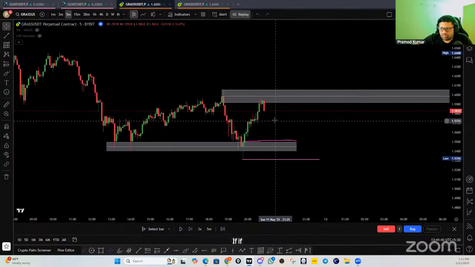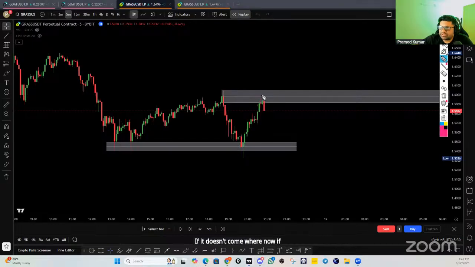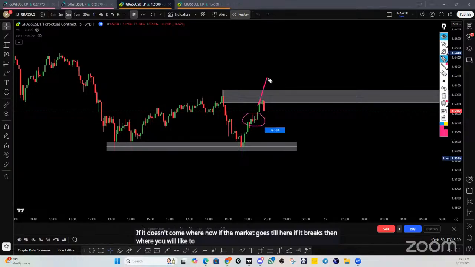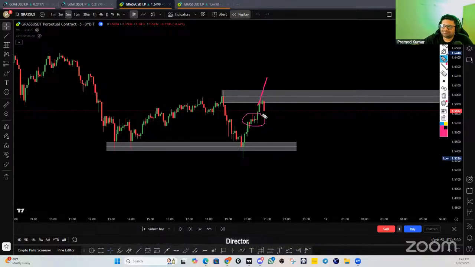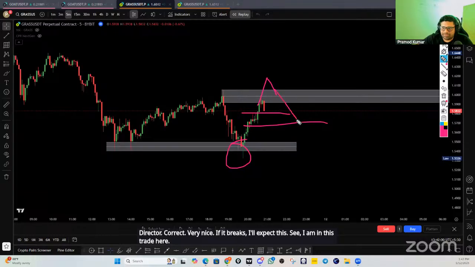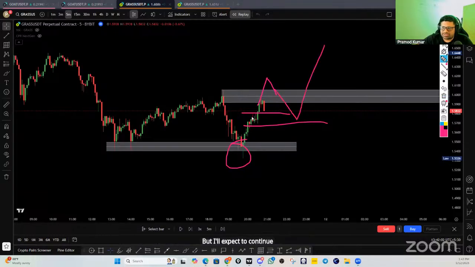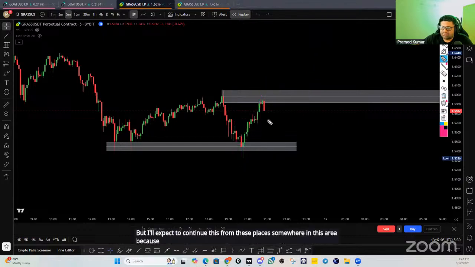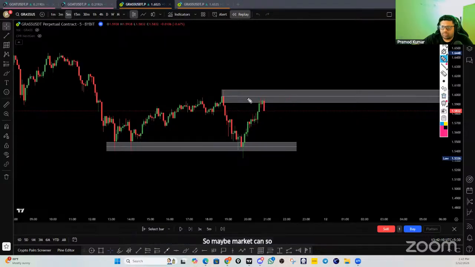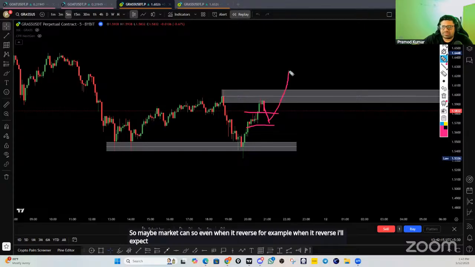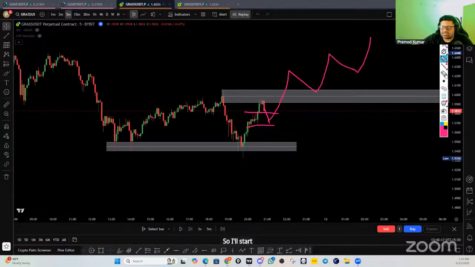If it doesn't come, and the market goes till here, if it breaks, then where would you expect it to retrace? Correct, sir. Very nice. If it breaks, I'll expect this. I am in this trade here, but I'll expect it to continue from somewhere in this area, because we have the order blocks at this place. So even when it reverses, I'll expect it can reverse from here, and I'll start seeing higher highs in the 5 minutes.